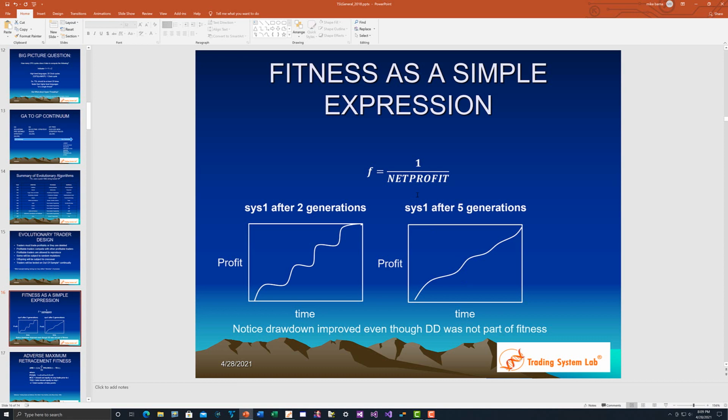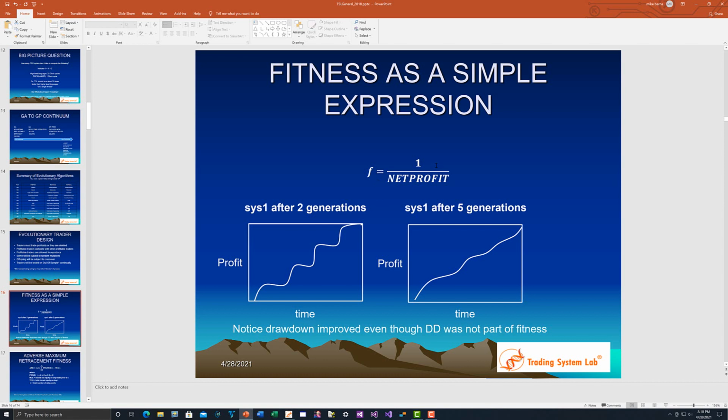So if I wanted to design a trading system with low drawdown, I may not have to have drawdown directly in the fitness equation. I can design a trading strategy with very low drawdown by using other metrics in the fitness expression. And this fitness expression can be complex. In fact, in Trading System Lab, we have a FFAPI DLL that you can write in C code and link to the TSL engine, and it will use that fitness function.